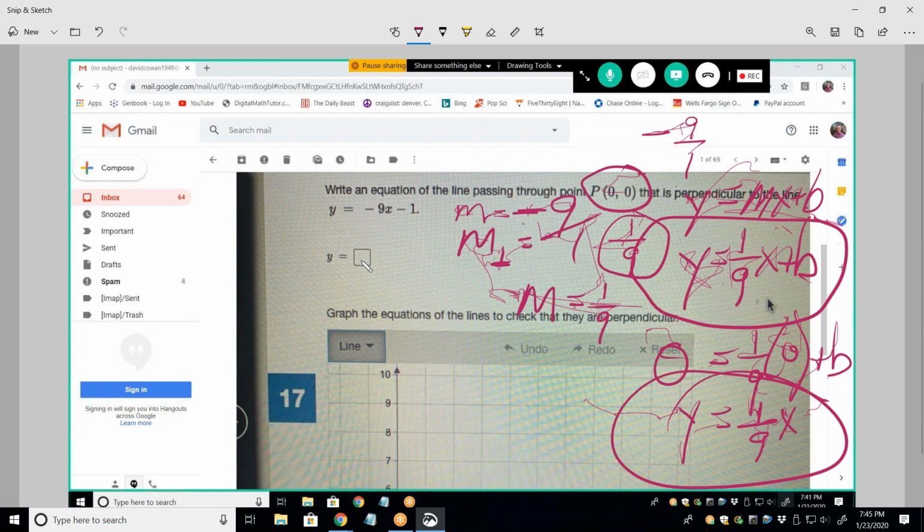The answer is y equals 1/9 x, or y equals x divided by 9, which means the same thing. If I have this, that's the same as 1/9 x. So your answer that you're going to put into your computer is that.